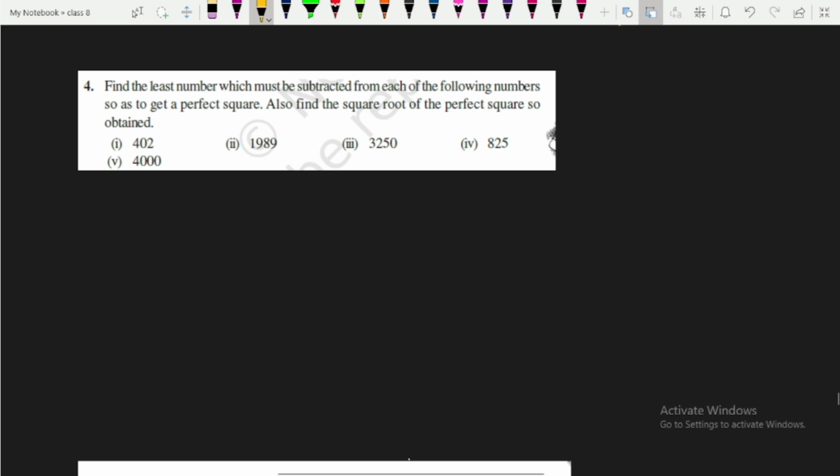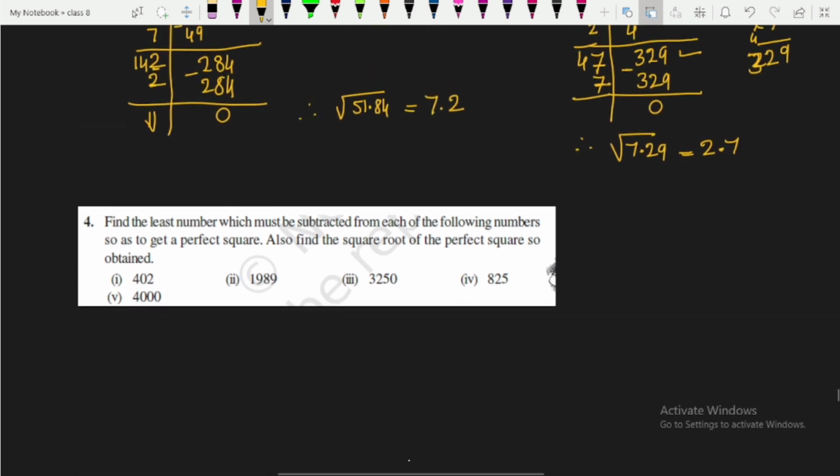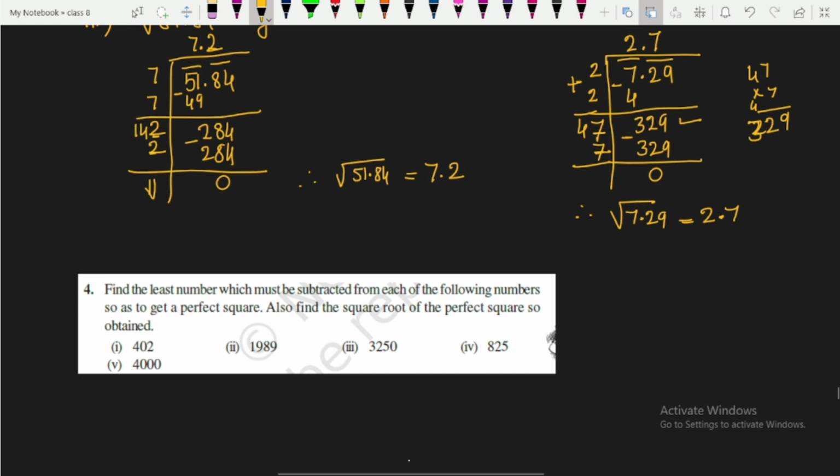Next question is question number 4. Find the least number which must be subtracted from each of the following numbers so as to get a perfect square. Also find the square root of the square so obtained. So here the same procedure you are going to follow. Only thing is that here you are going to subtract something. What number you are going to subtract to make it a perfect square, they are asking, right?